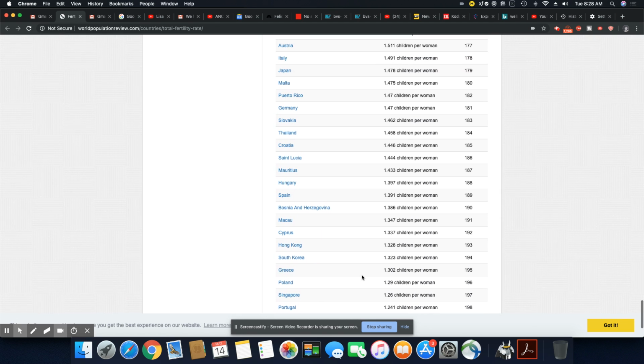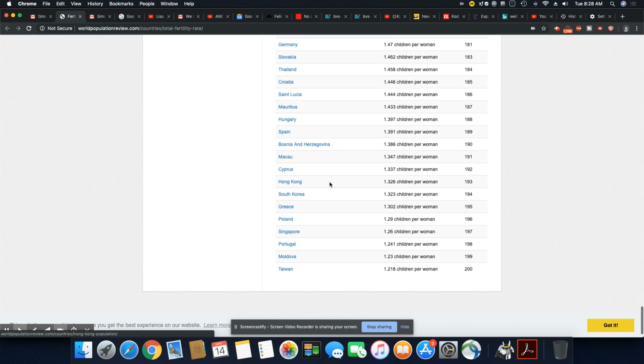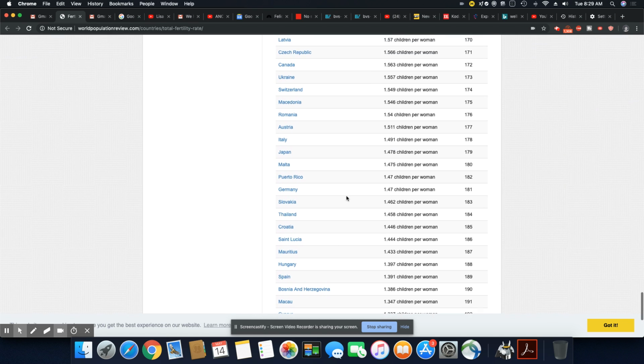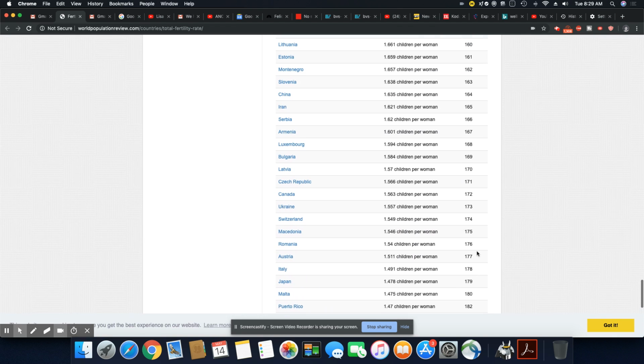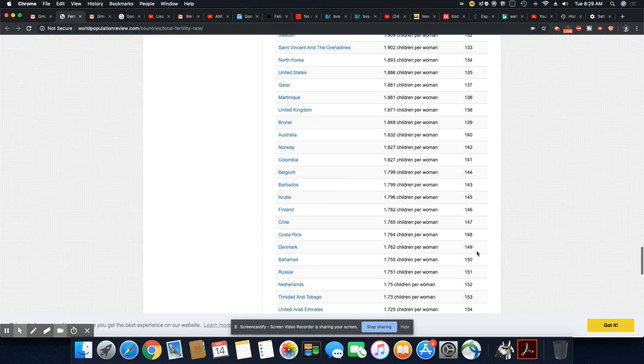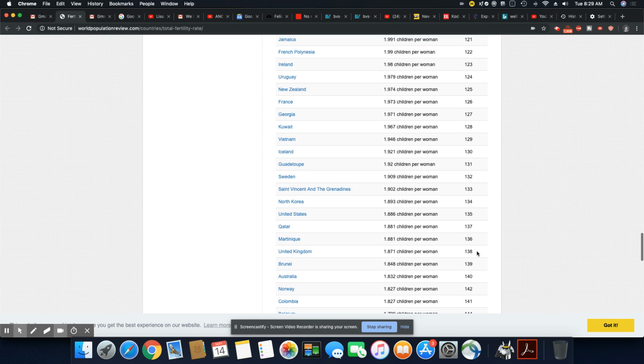You see a lot of the Asians, because you got Hong Kong right here, 1.326 children per woman. South Korea, 1.323 children per woman. And you see a lot of the European and Asians at the bottom. Look at the ranking numbers. It shows you where they rank. It goes all the way to 200. So, I mean, this is not good. And out of 200, the United States ranks at 135. We ain't nowhere near the top. Okay, nowhere near the top of the highest reproducing countries.